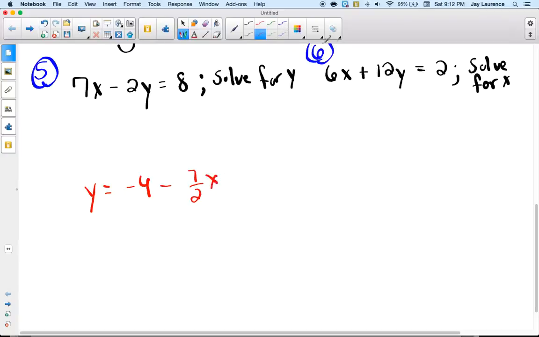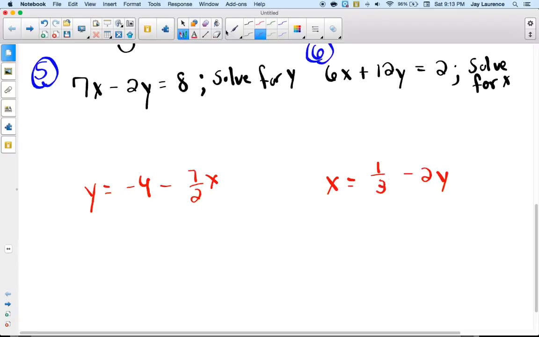Okay? And on this number 6, again, if you haven't done it yet, pause the video. I'm going to solve for x. So I'm going to get x equals, and 2 divided by 6 is going to be 1/3. And then we're going to have a -2y, I believe. Yeah, I think that's right. So go ahead, try them.